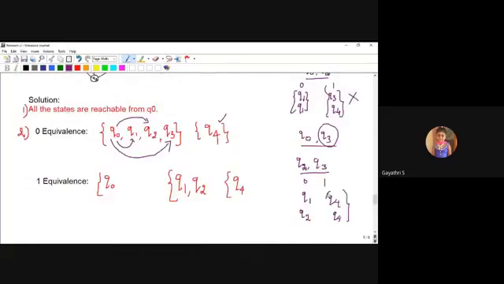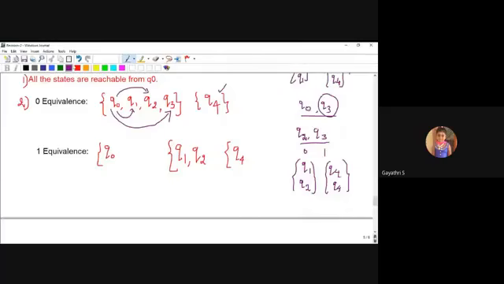Q1, Q2 based on the zero equivalence, which is in the same group, and Q4, which is in the same group. So I will combine this Q3 with Q1, Q2. Okay. Actually, this is the first equivalence answer. Okay.